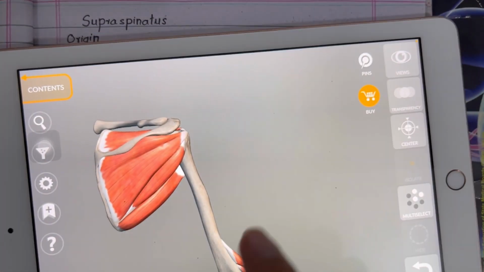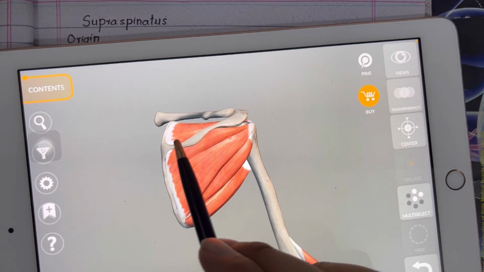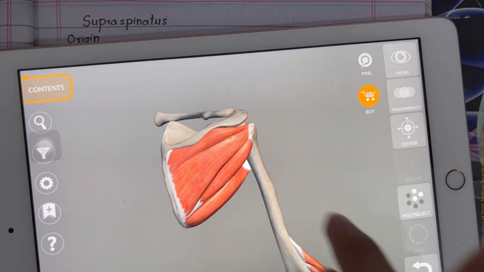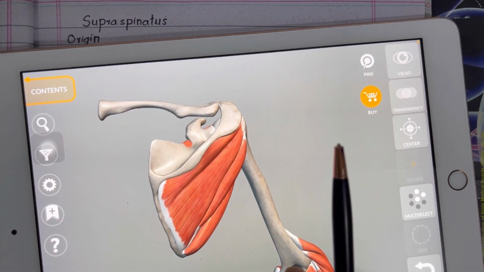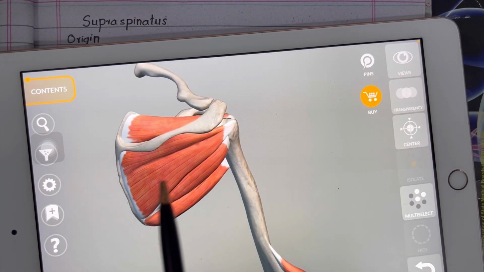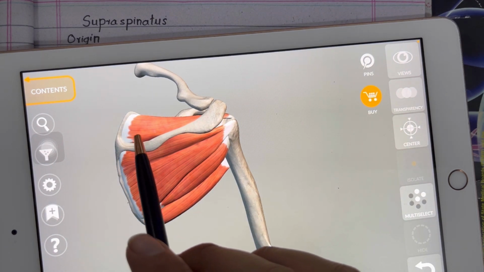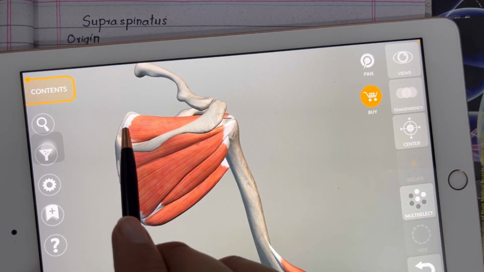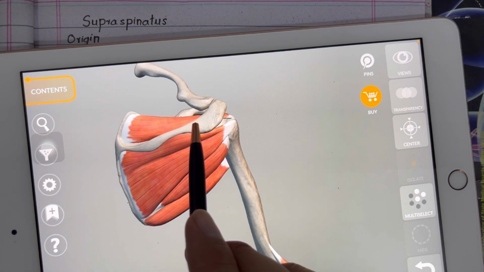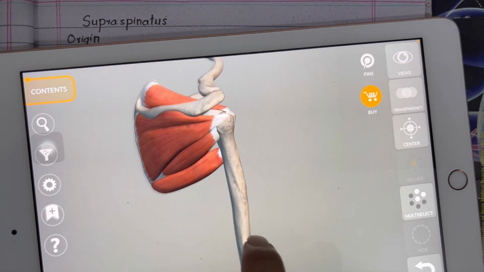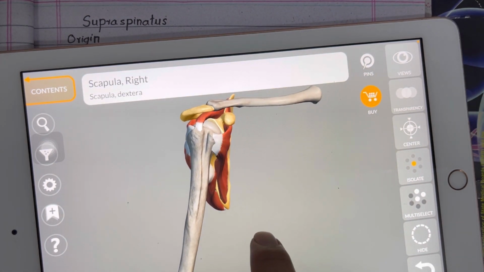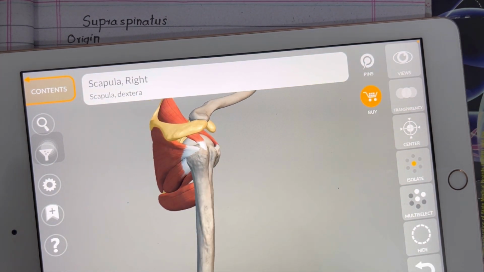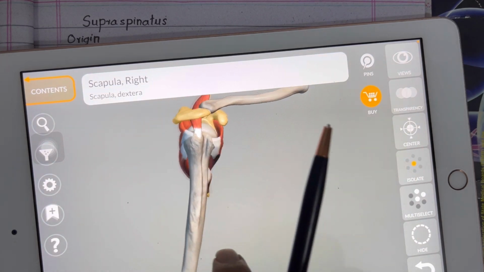Student, the supraspinatus muscle originates from the supraspinous fossa. This is the supraspinous fossa of the scapula bone. So the supraspinatus muscle originates from the supraspinous fossa and moves laterally and a little inferiorly and passes under the acromion process. This is the acromion process, and it inserts on the greater tubercle of the humerus bone.